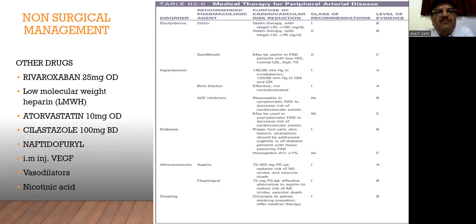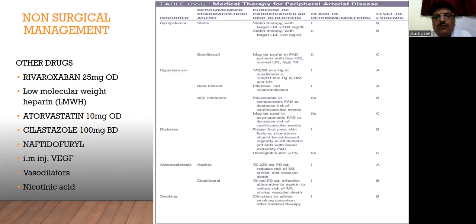So, non-surgical management means lifestyle modification and drugs. If you detect dyslipidemia, you start with statin therapy. If there is hypertension, then you generally start with an ACE inhibitor. Most people avoid beta blockers. In diabetes, you need proper foot care and good control of sugar. If there is evidence of atherosclerosis, then give them aspirin, clopidogrel, and smoking has to be stopped very sincerely.